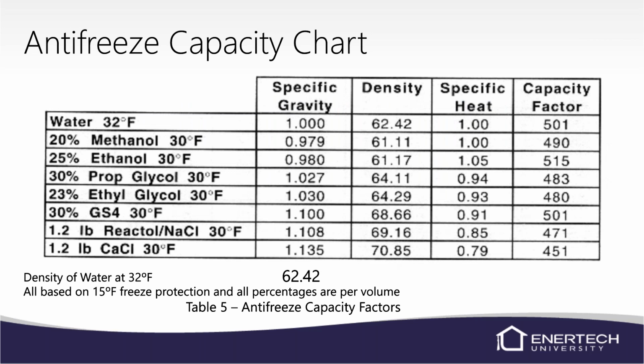Here's actually the capacity factor, if you look on the far right, of the different antifreezes and different percentages. We have methanol, ethanol, and propylene glycol. Those are the three main ones that we use, and the percentages. So really propylene glycol is 483 instead of 485, but it's close enough for what we're doing. And water is actually 501, not 500, but it's a little easier to remember 500 than 501. So 500 for pure water, 485 for any type of antifreeze.